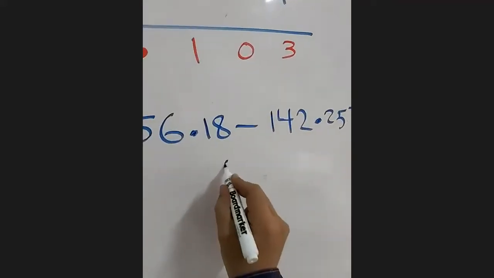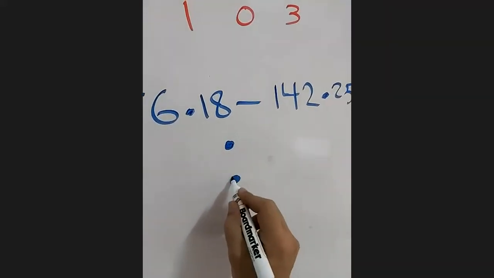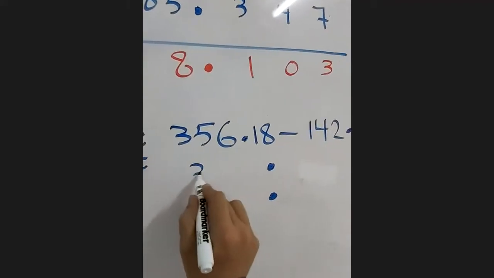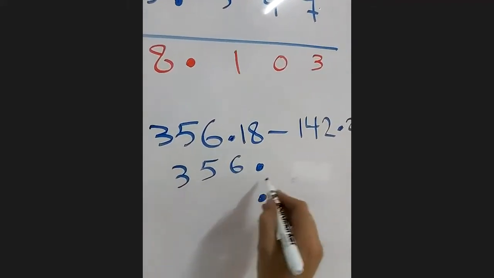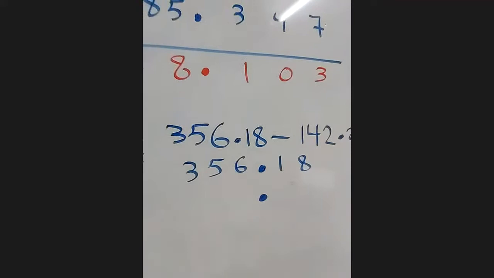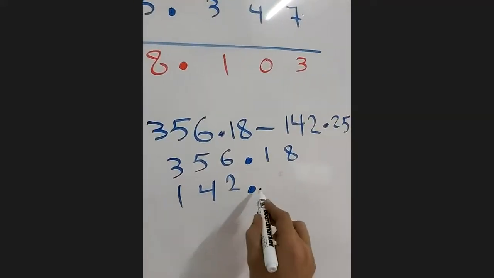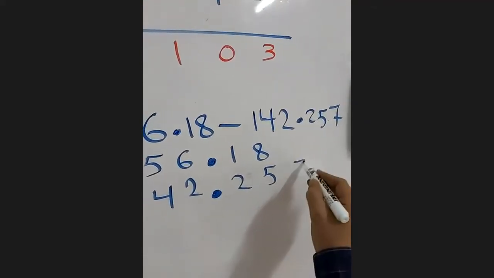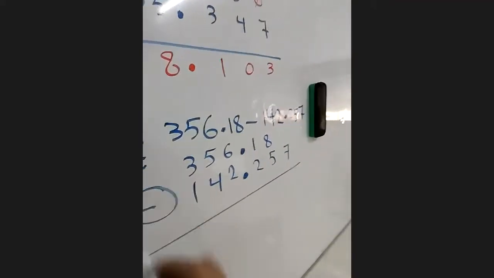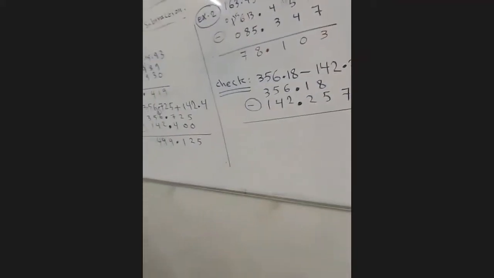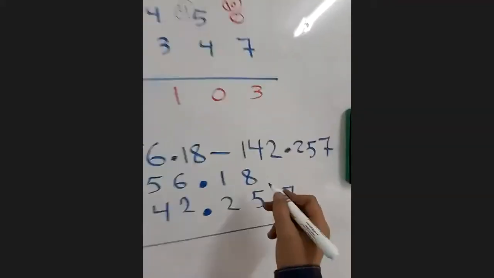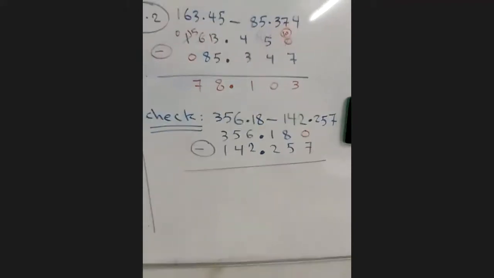Mister, can I answer? Yalla, Abdulhamid. What will I do as the first thing here? Decimals. Yalla, decimals over each other. Then the first number up, 3, 5, 6, 1, 8. The second number 1, 4, 2, 5, 7. I have one empty space here. Put 0 beside the 8. Good. So 0 beside the 8 over the 7.